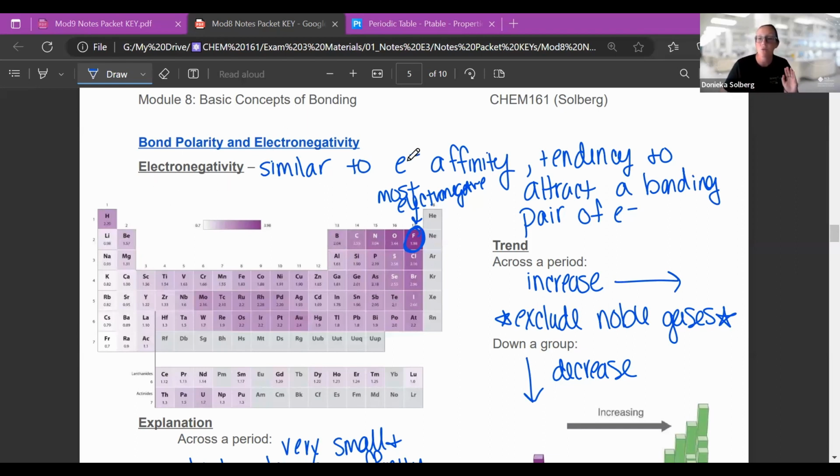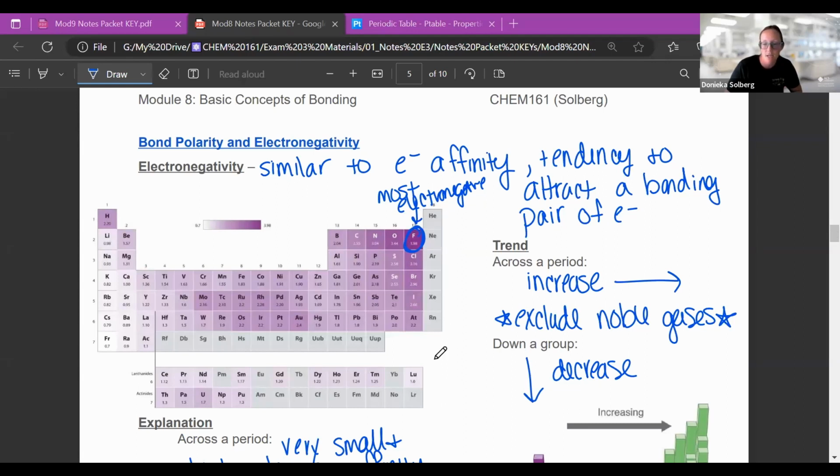Now, this is similar to electron affinity, things that like electrons. It's the tendency to attract a bonding pair of electrons. So like I said, you can think of electronegativity like electron affinity. It wants electrons. They're a little bit different, but definition-wise, kind of similar. So the most electronegative atom is fluorine.